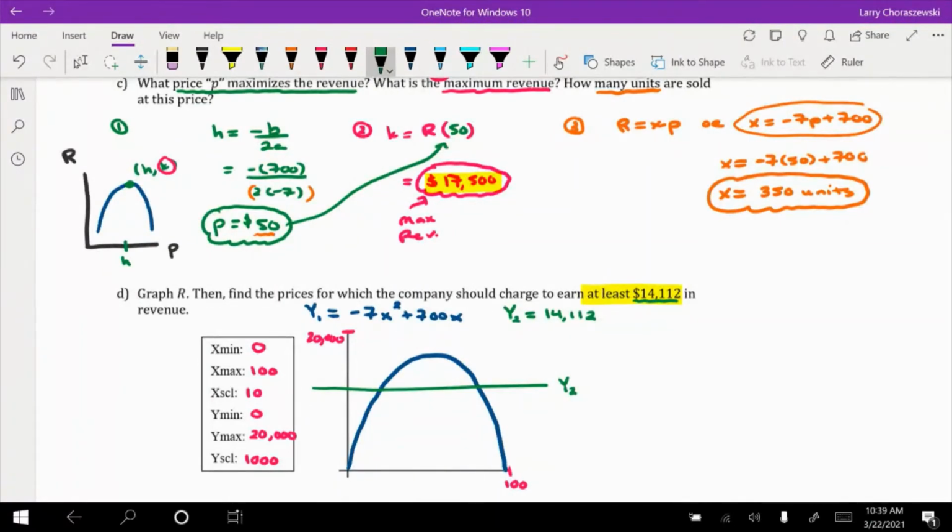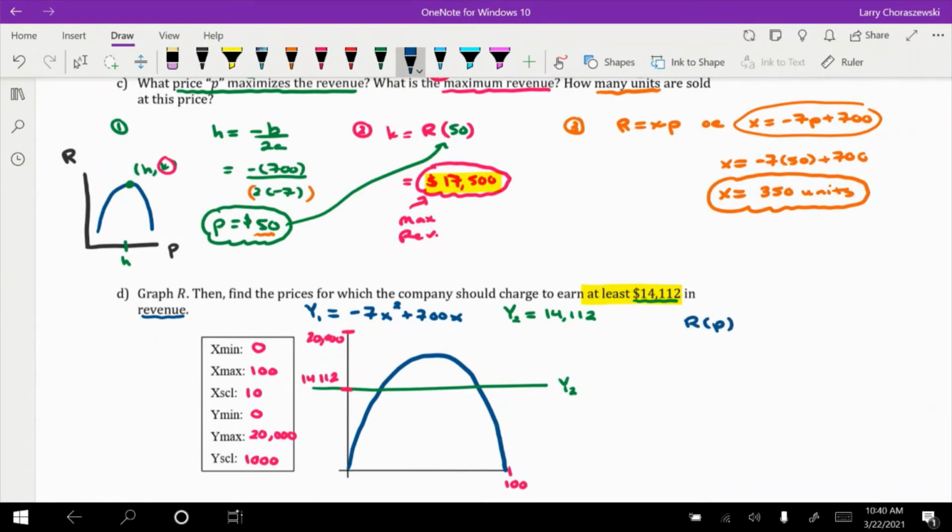So this horizontal line crosses the y-axis at 14,112. And our blue graph is the revenue function. Based on what the instructions are asking for, it says find the prices at which the company should charge to earn at least 14,112 in revenue.